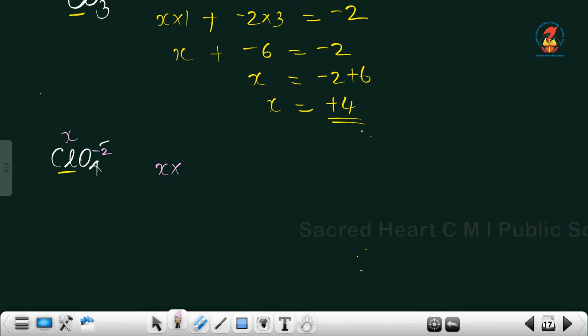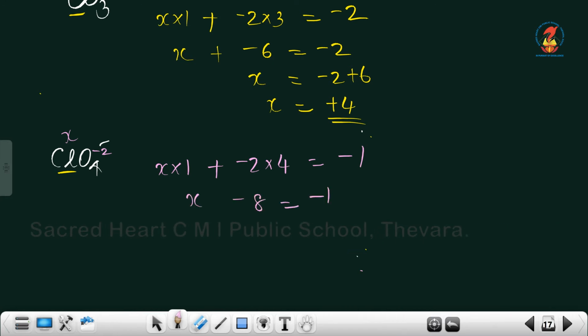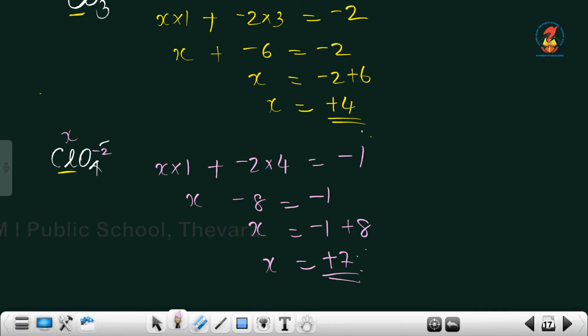So how we can write x into 1 plus minus 2 into 4 equal to minus 1. So x minus 8 equal to minus 1. So x equal to minus 1 plus 8. So x equal to plus 7. So oxidation state of chlorine here is plus 7.